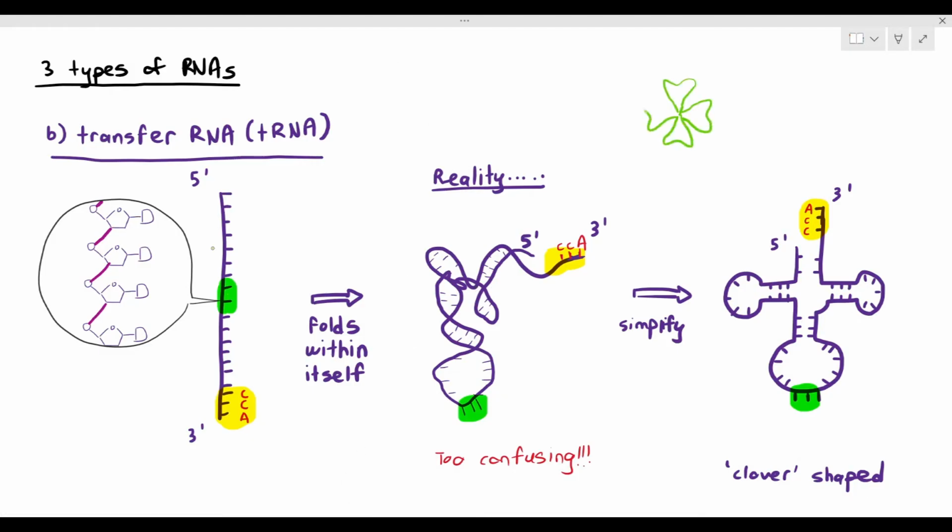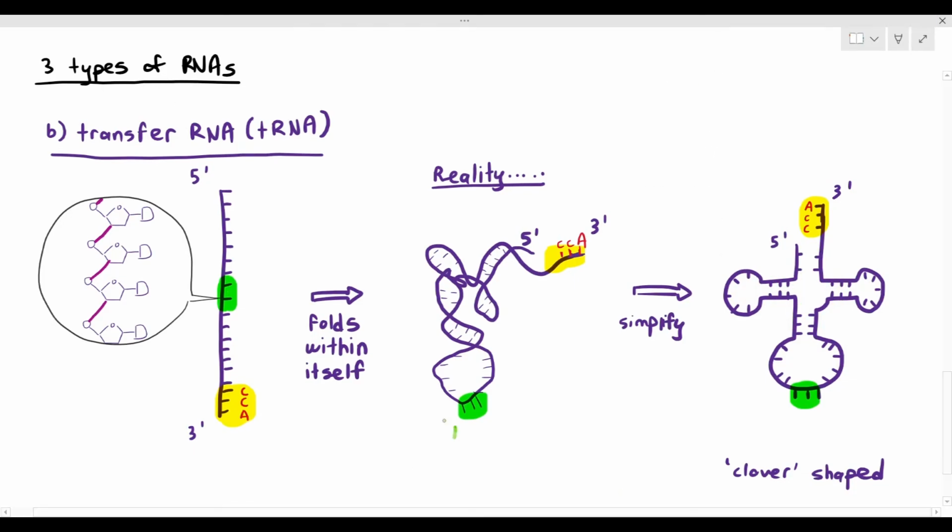Why is it a clover? Because it looks a bit like a four-leaf clover, right? Which is a particular type of plant. It's a very unique leaf. So the part where I've highlighted in green are referred to as something called anticodons. Now, in mRNA, they can have many codons. But in tRNA, it only has one anticodon.